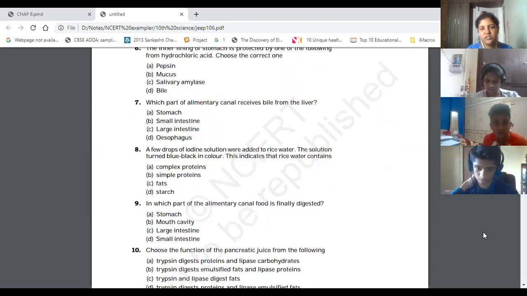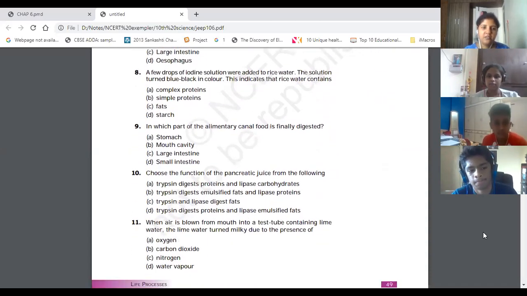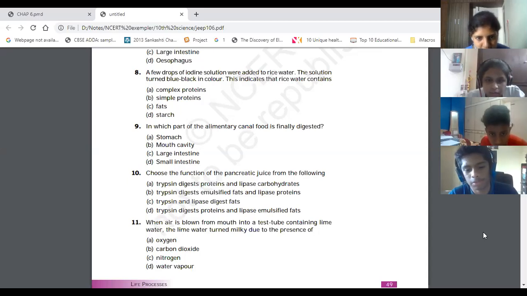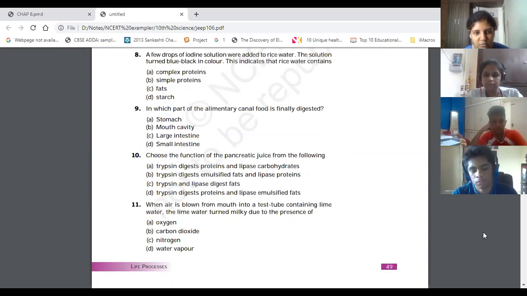A few drops of iodine solution were added to rice water. The solution turns blue-black in color. This indicates the rice water contains starch, because this is the starch iodine test. In which part of the alimentary canal is food finally digested? Small intestine. Choose the function of the pancreatic juice from the following. Option D: trypsin digests proteins and lipase emulsifies fats. Lipase, that means emulsified fat is digested by lipase.